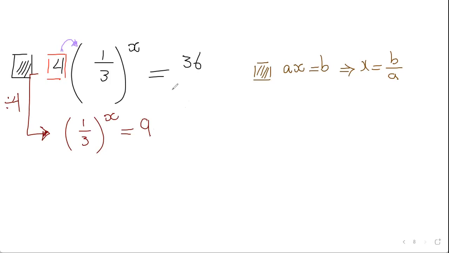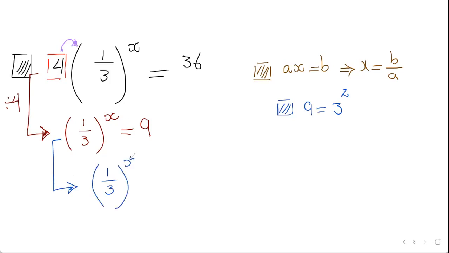Now, look at this. I can rewrite this like that. For one base, I have 1/3. The other base is 9. However, guys, we know very easily that 9 can be written as 3 to the power 2. Am I right? Yes. Then let's do this. 1/3 raised to the power x equals 3 raised to the power 2.